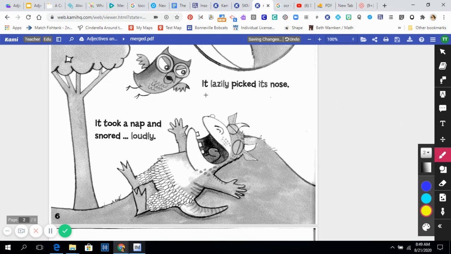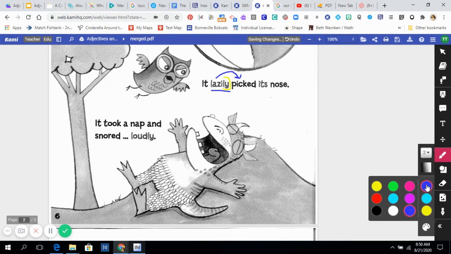Let's keep reading. It lazily picked its nose. What did it do? Picked. Is there a word that describes picked? Yes, I see it. It did it how? Lazily. And notice again that it's describing the verb picked. And did you notice what's on the end? Yes, it's got that ly, doesn't it? So we will keep reading.